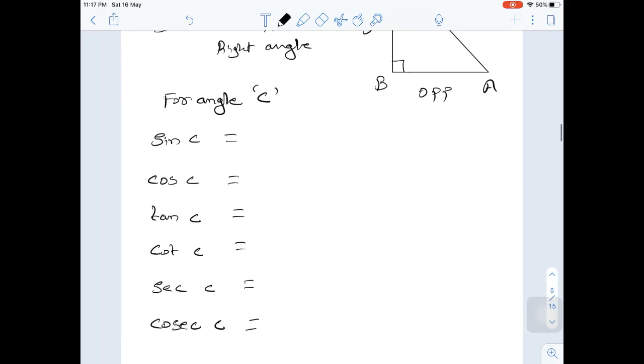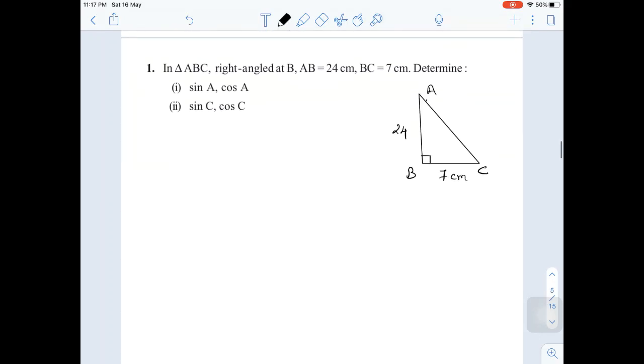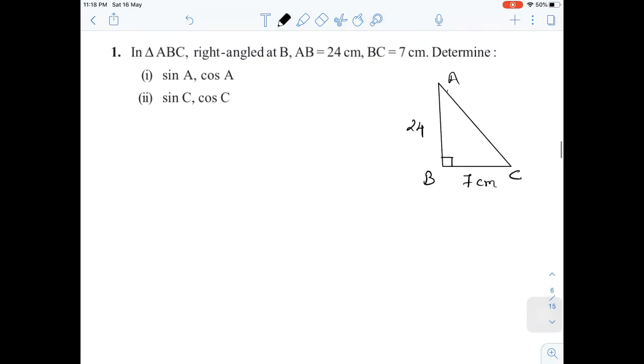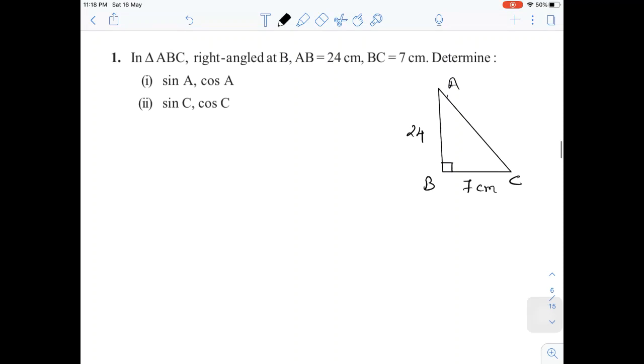Now, we are going to solve some examples based on this concept. Okay. Let us consider our first example. It is given that in triangle ABC, right angle at B, AB equals 24 centimeter, BC equals 7 centimeter. We have to determine some of the ratios.